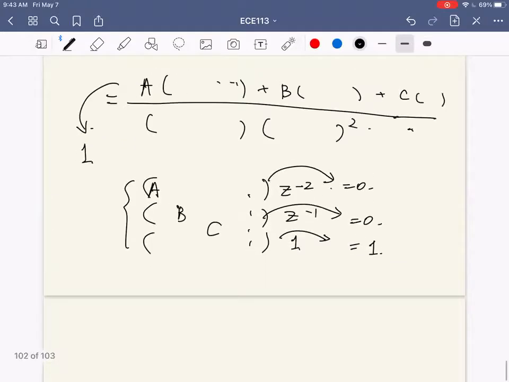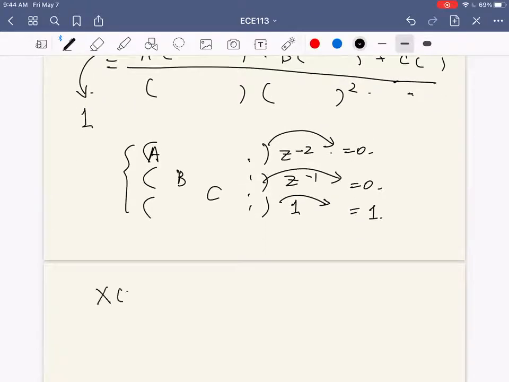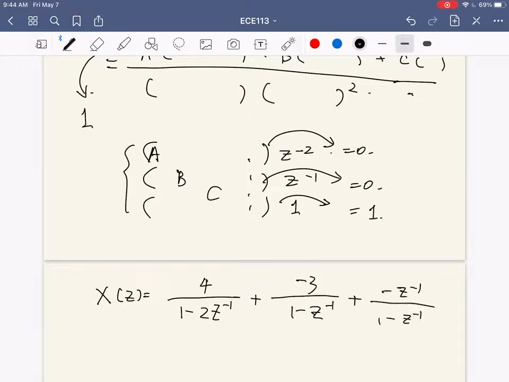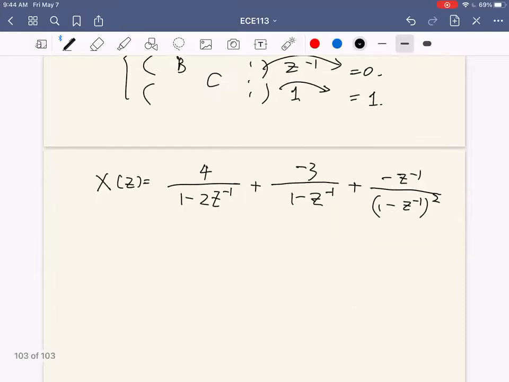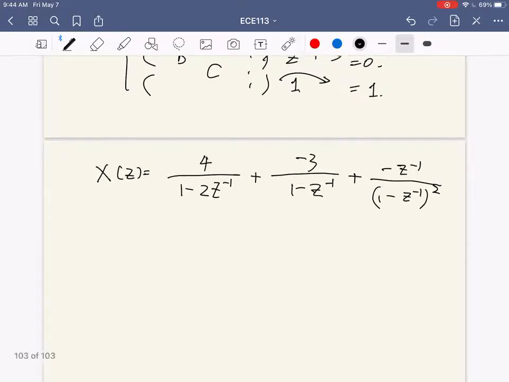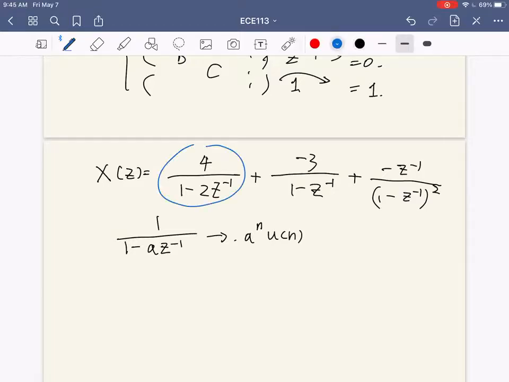All right. And back to the question. We know the X of z is in this form. This is actually very neat. And then we just need to convert it back to the time domain by checking a table. Okay, so we know that 1 over 1 minus a z^-1 maps to a to the n times u[n] in the time domain. Okay, and for the first term, we get 4 times 2 to the n u[n], right?